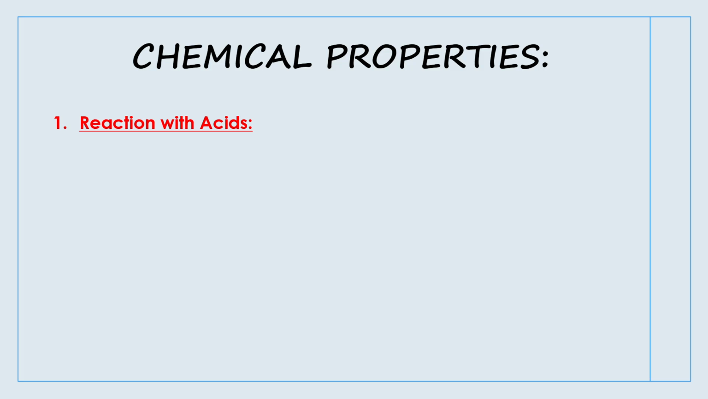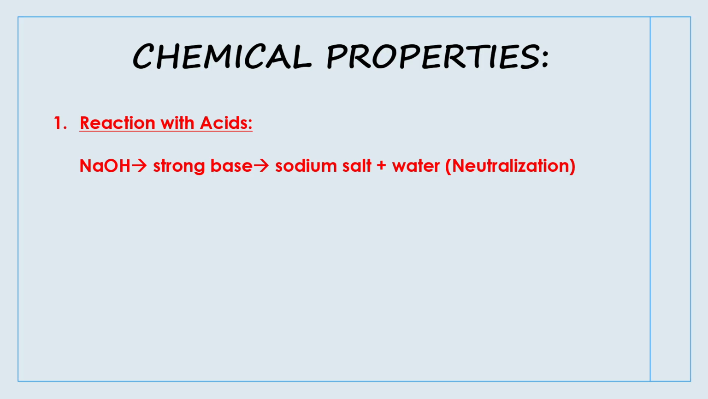First, reaction of sodium hydroxide with acid. Sodium hydroxide is a base, so when it reacts with acid, it forms salt and water. Since it has sodium ions, it will form the sodium salt. Here you can see in this equation that sodium hydroxide is reacting with hydrochloric acid and ultimately forming sodium chloride and water.